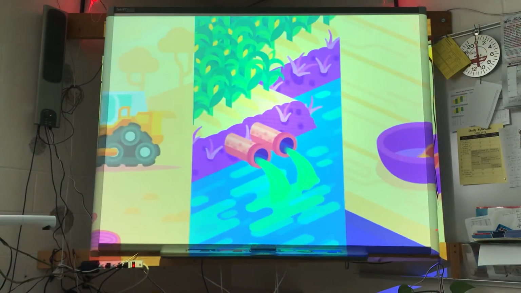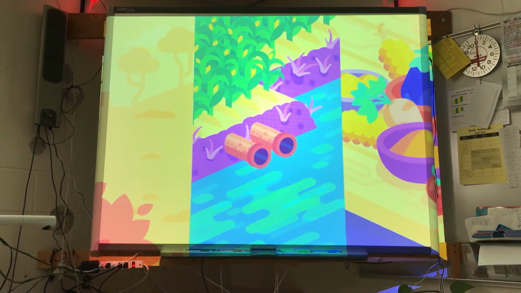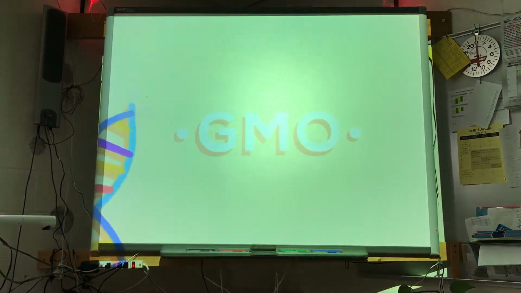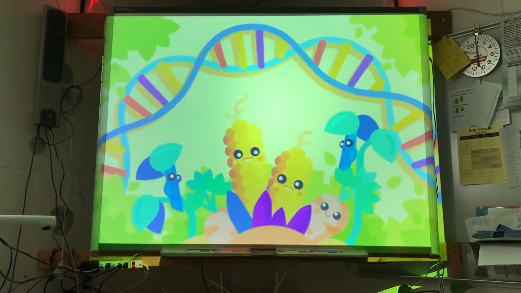In a nutshell, GMOs have the potential to not only drastically change agriculture, but to also dampen the effects of our own irresponsible behavior. GMOs could be our most powerful weapon to save our biosphere.